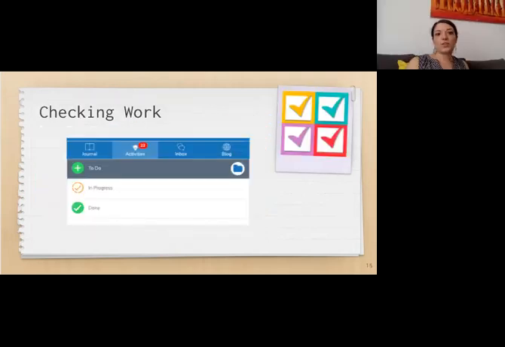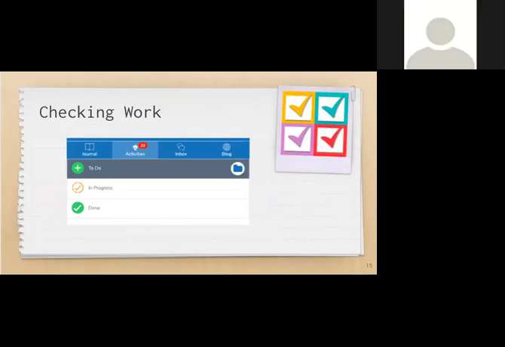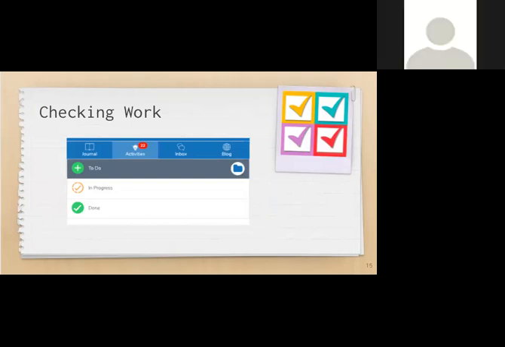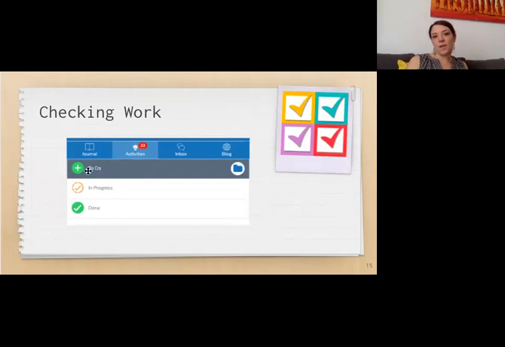If you want to check and see what other work needs to be done, what is not finished, what has already been completed, you can choose activities, and the children will be able to see what they still need to do, what is already in progress, and what is finished.